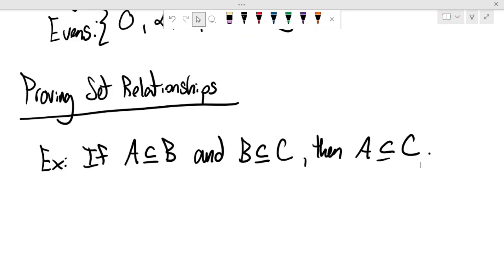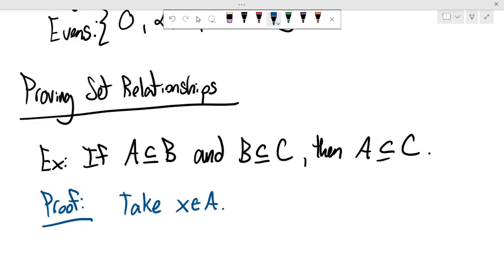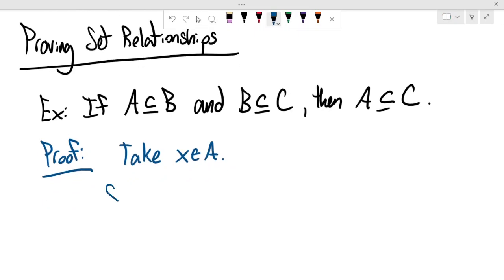So let's go ahead and see how we would actually go through the proof here. How do we actually show that this is definitely true? Okay, so we want to start with our hypothesis, right? That A is in B and B is in C. So what we can do is say, okay, take x in A. In other words, take some arbitrary element out of A.